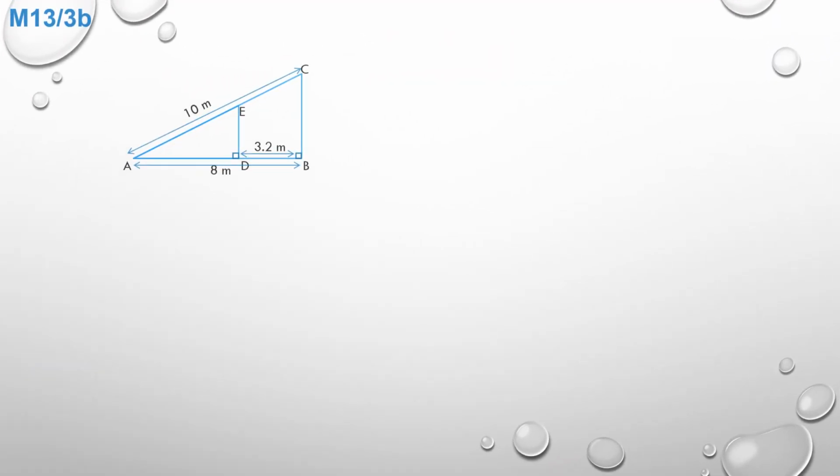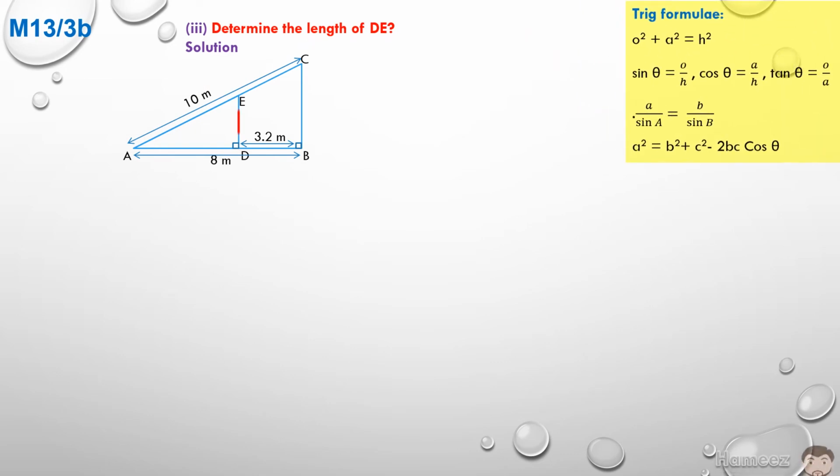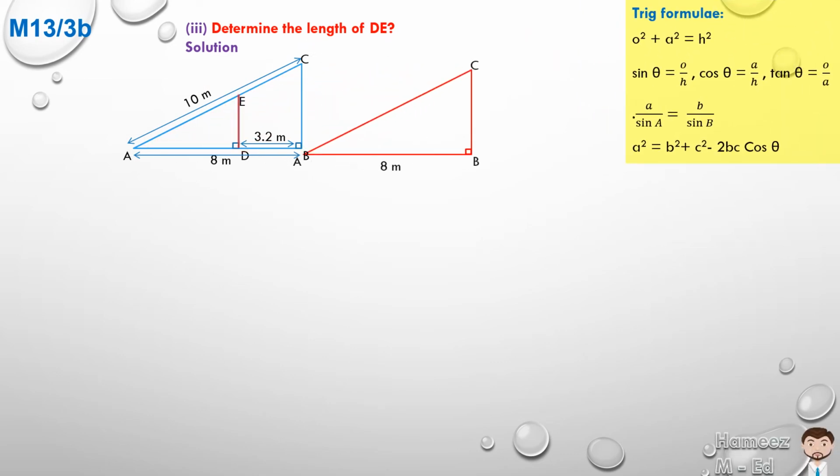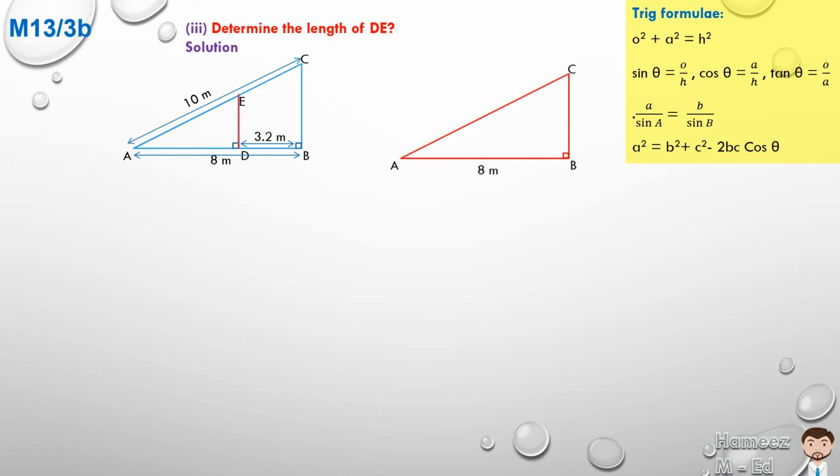Part 3 asks us to determine the length of DE. So let's extract the first triangle, triangle ABC. What do we know? We know that the right hand side is equal to 6 meters, which we just recalled from part 1. And we know the base AB is equal to 8 meters. So if we look at the angle A, tan A is equal to O over A, opposite over adjacent, which is equal to 6 over 8.